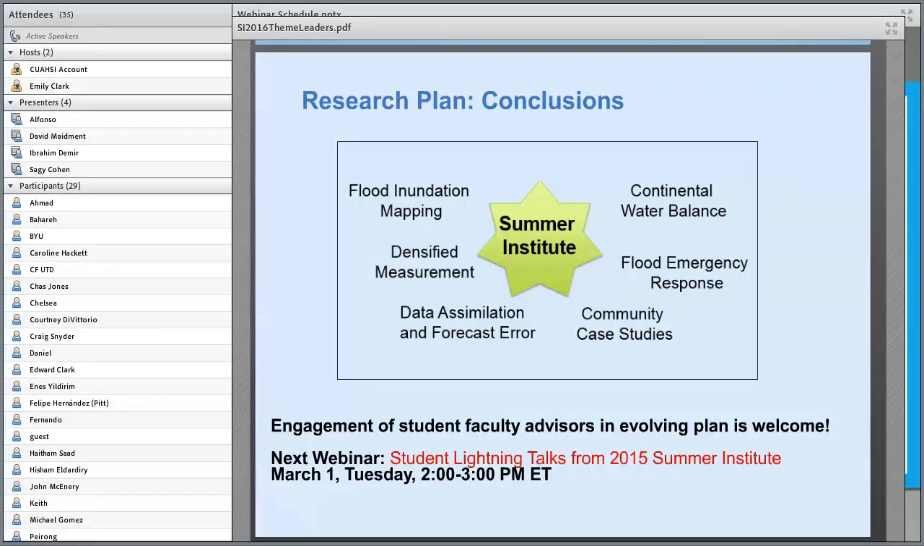Let me conclude by saying that this is our draft research plan. I wouldn't say it's a final plan. It's certainly evolving. Even in preparing for the seminar, we evolved to some degree. We want very much to engage the faculty advisors of student participants in the Summer Institute as the research plan evolves, so that the faculty advisors' ideas get incorporated into the plan as well, and not just the ones of the theme leaders and myself, as you've heard up to this point.